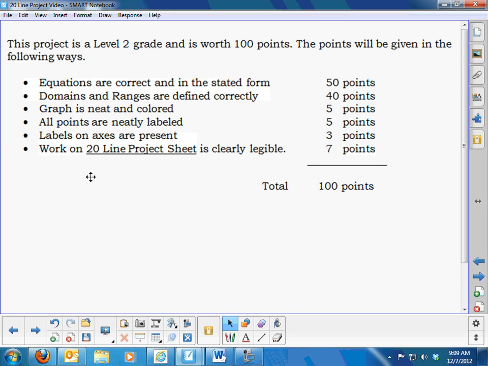It's worth 100 points. This is where your points are going to come from. You're going to get 50 points for writing the equations in the correct and stated form. If I ask for slope-intercept and you write it in point-slope, you're going to lose points. If you do all your domains and ranges correctly, that's worth 40 points. Your graph will need to be neat and colored for 5 points. All your points are labeled. Your axes are there and labeled, and then worth 7 points. Your project is very clear and legible, neat.